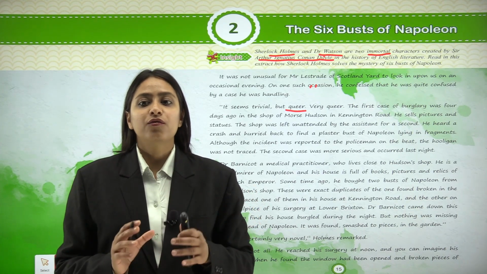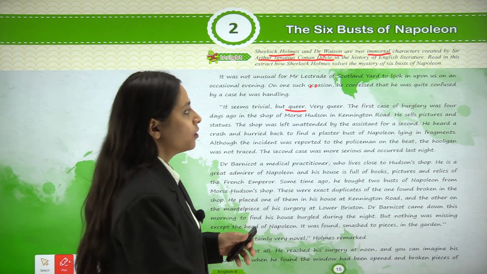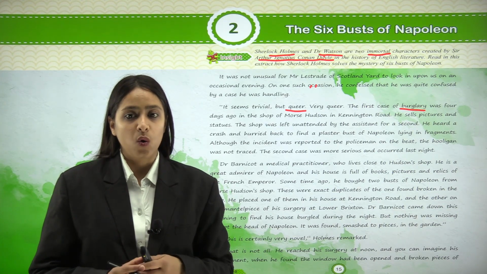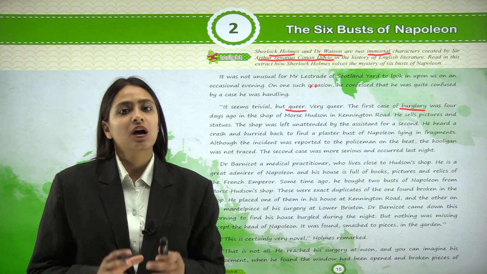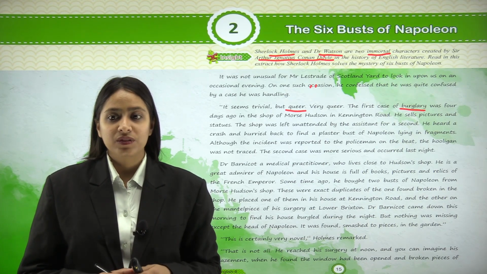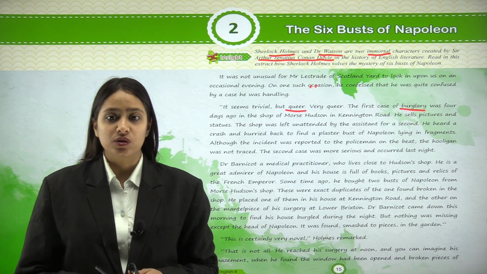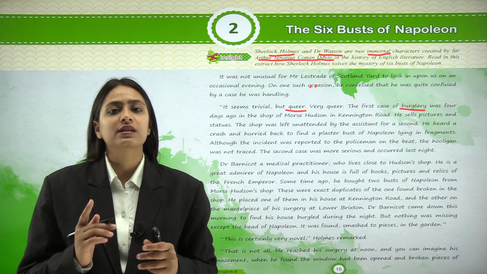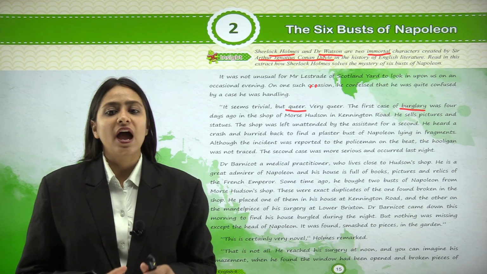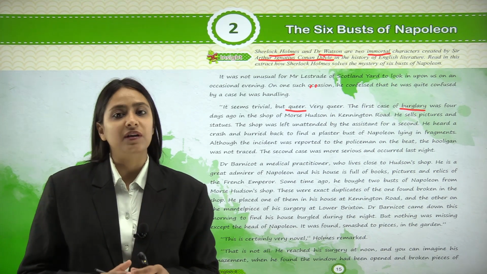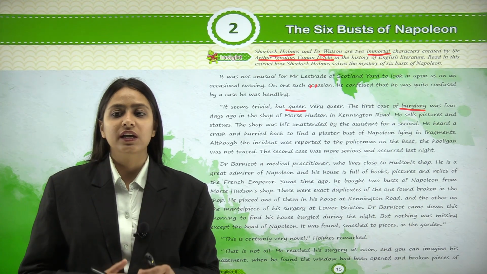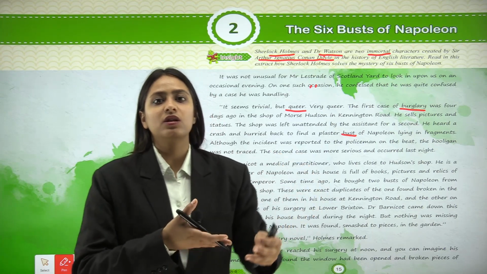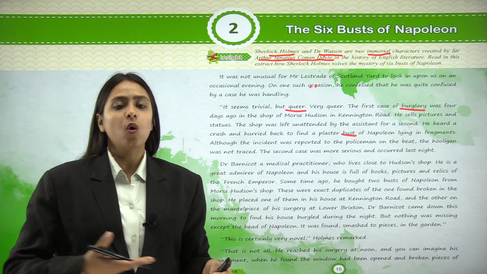Very queer. The first case of burglary. What do we mean by burglary, students? Robbery. Was 4 days ago in the shop of Morse Hudson in Kennington Road. He sells pictures and statues. The shop was left unattended by the assistant for a second. He heard a crash and hurried back to find a plaster bust of Napoleon lying in fragments. So it means that the bust of Napoleon was a half statue of Napoleon.